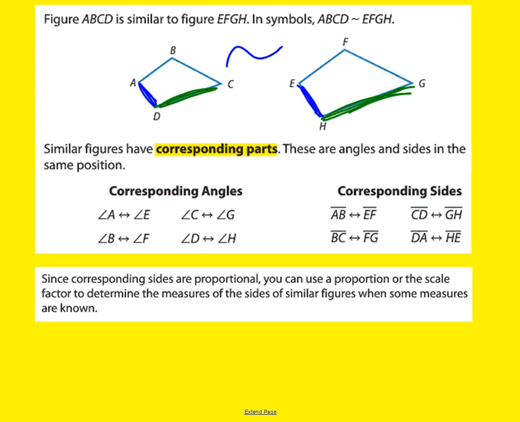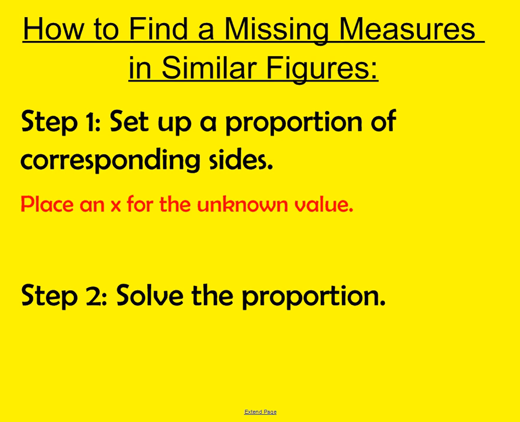Okay, and then our last thing, since corresponding sides are proportional, you can use a proportion or the scale factor to determine the measures of the sides of similar figures when some measures are known. Okay, so as our notes, how to find the missing measures in similar figures. Step 1, set up a proportion of corresponding sides, and you're going to place an X for the unknown value. And then step 2 is to solve the proportion.